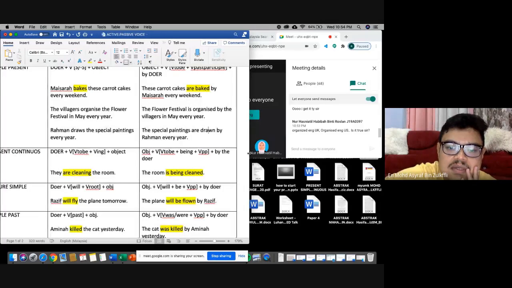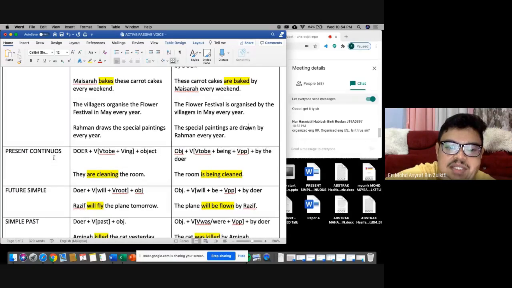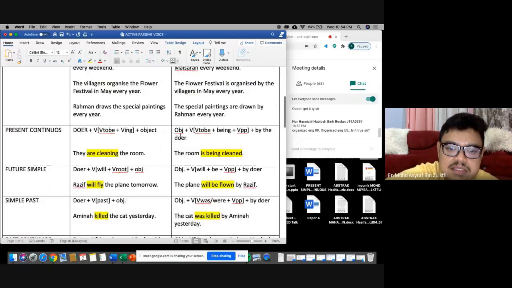Now, we look at the next formula, the present continuous. For the present continuous, you look at the formula here, the doer, verb to be with ing and object. This is the active voice. They are cleaning the room. But for the passive voice, the formula will look like this. From 2 words here, the verb will become 3 words. Is being cleaned.